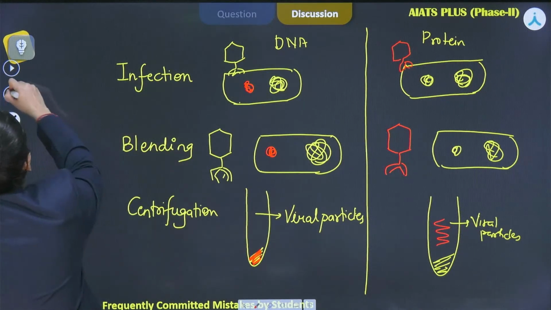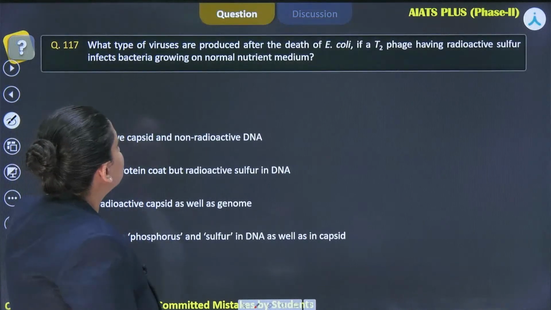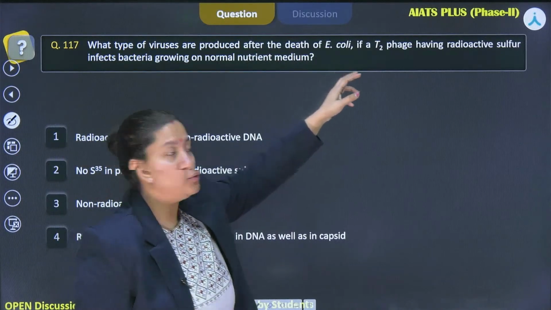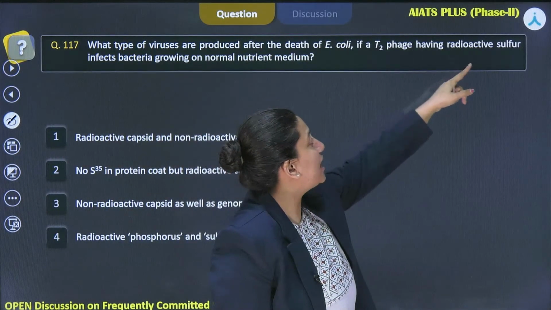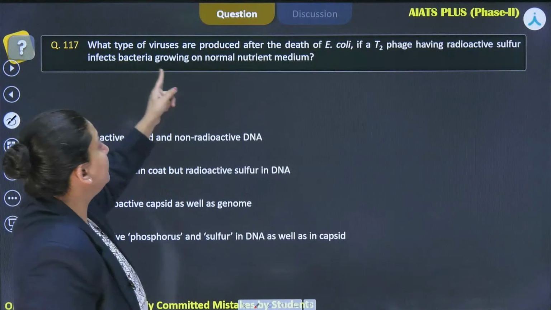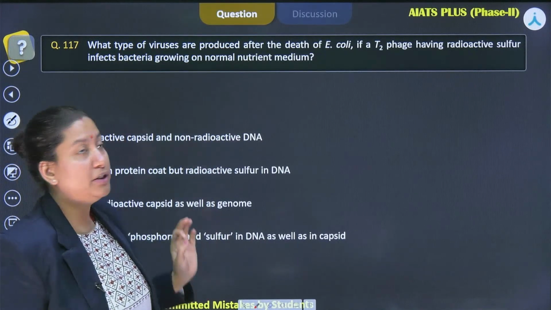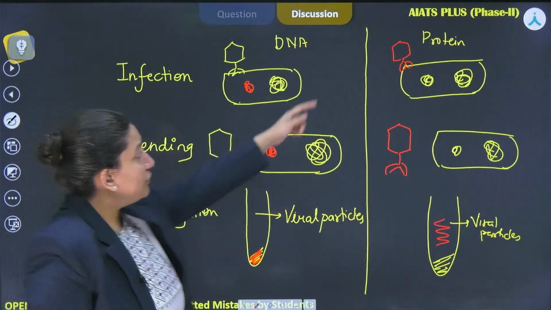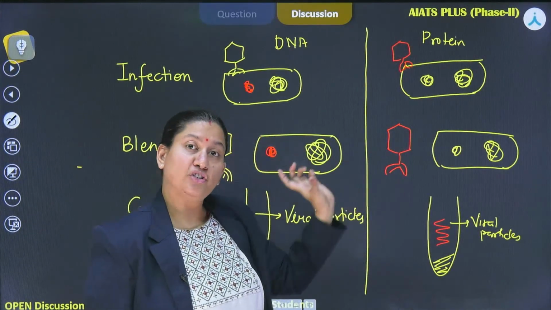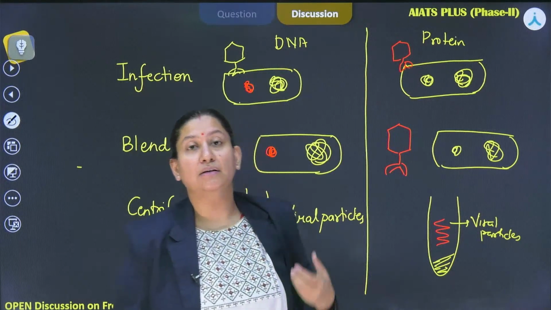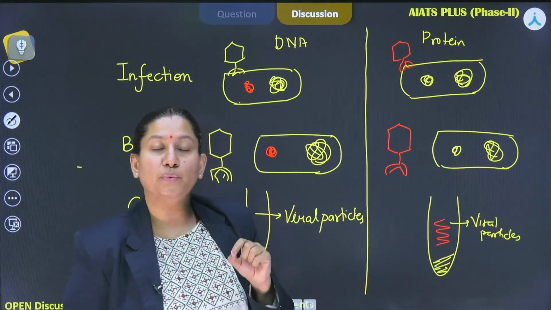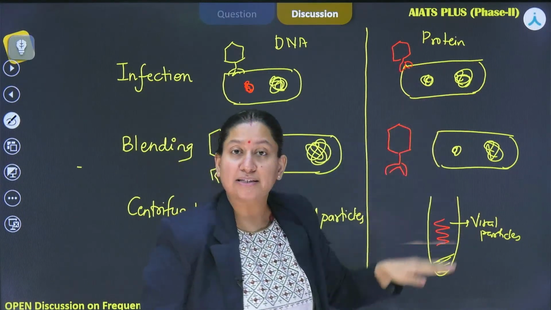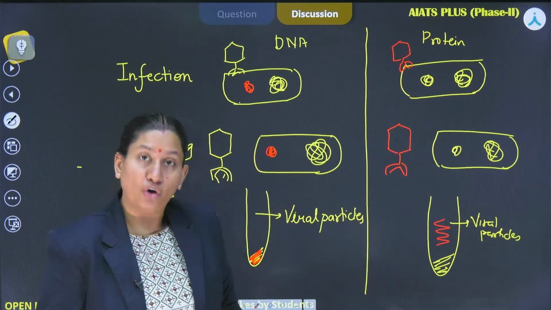Now, getting back to the question, this question is asking what type of viruses are going to be produced after the death of E. coli if a T2 phage having radioactive sulfur infects bacteria growing on normal nutrient medium. So, when the protein is labeled, the question is explicitly telling you that the T2 phage is labeled with sulfur, that means the capsid is labeled, but the DNA present inside it is entirely normal, right.